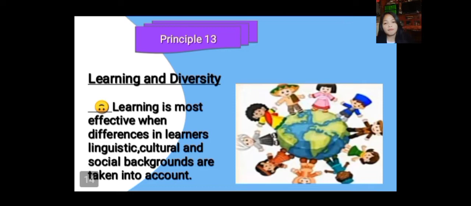So yun nga, bilang isang guro dapat ay makakagawa ka ng gawain na nakaka-relate sa kanila base sa kanilang mga pinagmulan o kung anong mga lesson na kanilang natutunan sa kanilang tradisyon o kultura na meron sila o social backgrounds sa kanilang lugar. We need to consider that because it is part of the teaching na bilang isang guro ay dapat i-consider mo ang iba't ibang differences sa bawat estudyante mo.